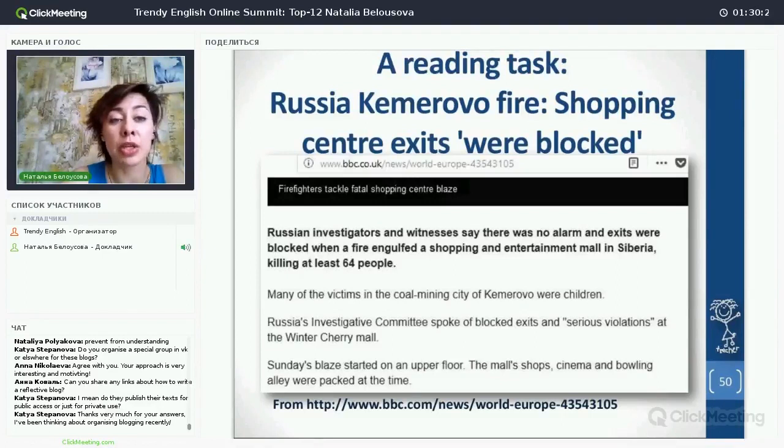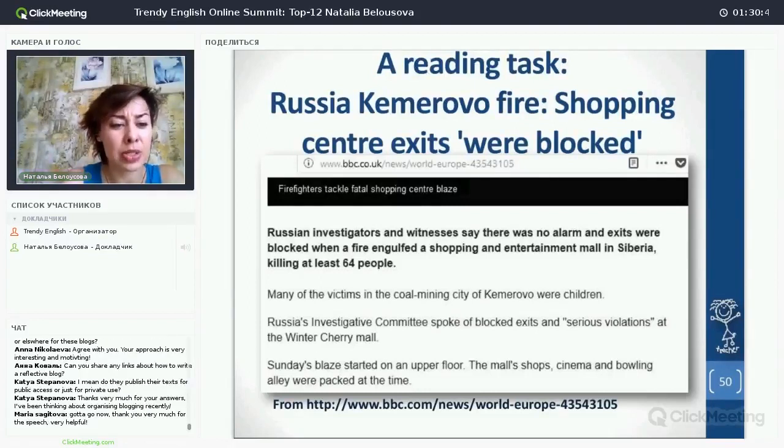Because as you remember, it was one of the main reasons why, allegedly, at least according to what they said on TV and in different articles, people couldn't escape. And I quite like this article because it was completely not biased, and it gave some facts about how many people were killed and so on.